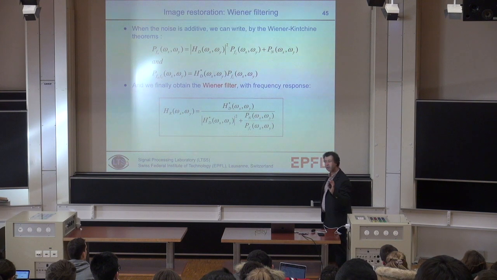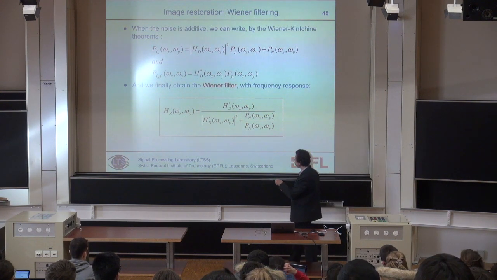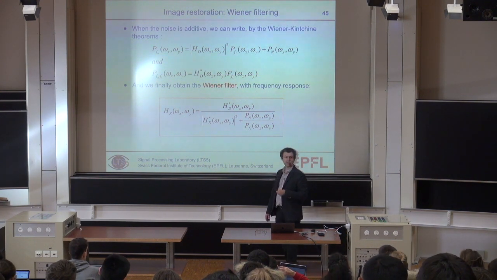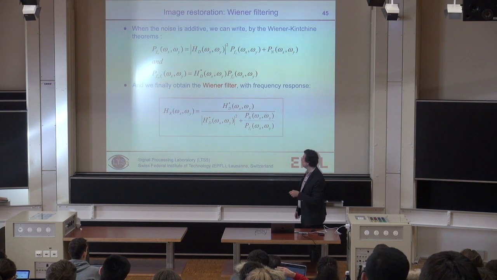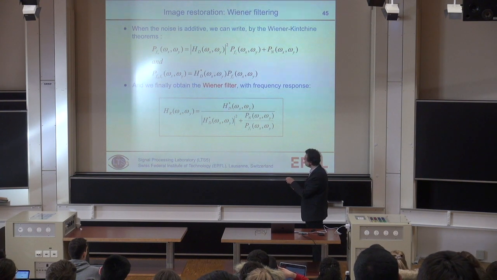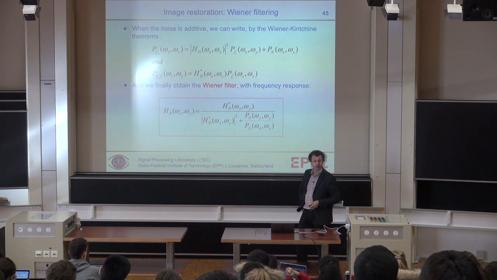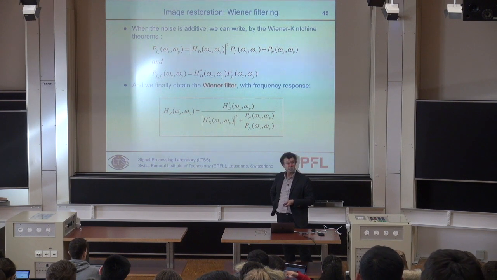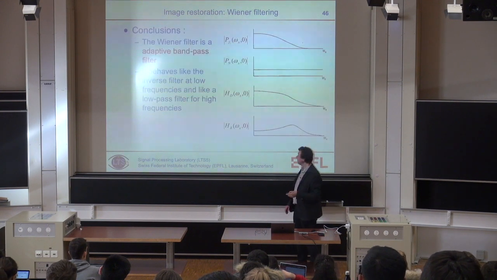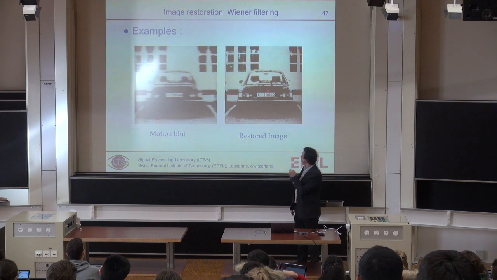So now, in very few words, I explained to you how to estimate all the components of this equation. Because you know how to estimate H, you know how to estimate the noise, and with the noise you can estimate the power spectrum of the image because you also have the observed image. So now you have everything. So you can take a blurred image and deconvolve it.